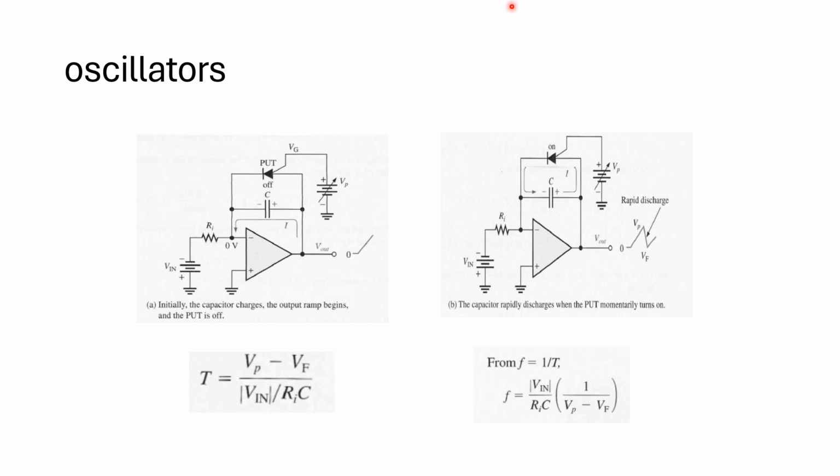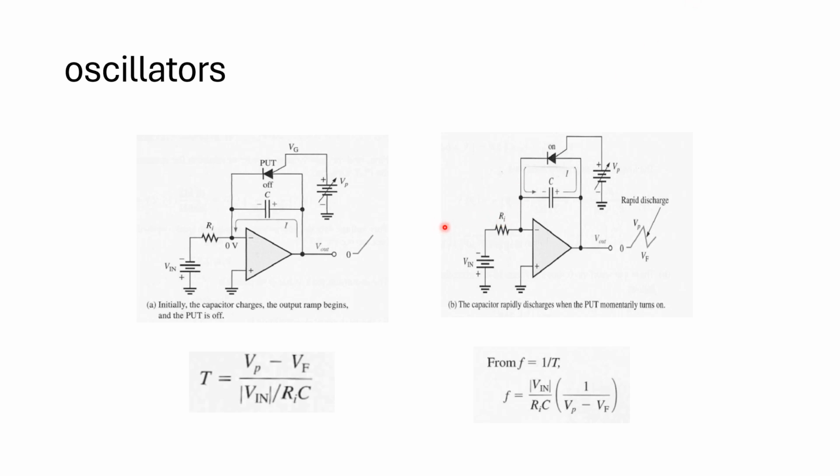The PUT triggers on when the output ramp at the anode exceeds the gate voltage by 0.7. This is still our anode, this is our cathode, and this is our gate. The gate is set to approximate the desired sawtooth peak voltage. When the PUT turns on, the capacitor rapidly discharges, as here in figure B. The capacitor does not discharge completely to zero because of the PUT's forward voltage.